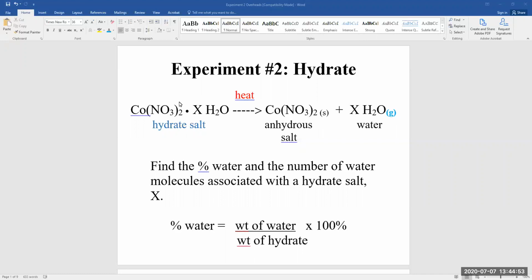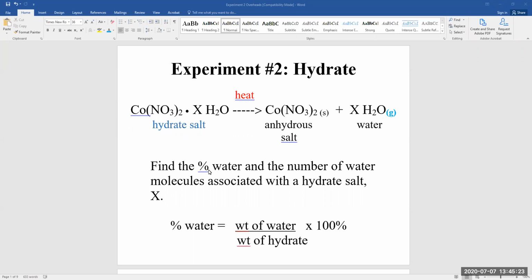So again, our experiment is going to be to warm up a hydrate warm enough to drive away the water. We are going to weigh the hydrate. We're going to weigh the anhydrous salt, because clearly we can't weigh the water. The water's gone away as a gas, but we know that mass has to be conserved. So whatever mass we have of hydrate salt has to be equivalent to the sum of these two masses, right?